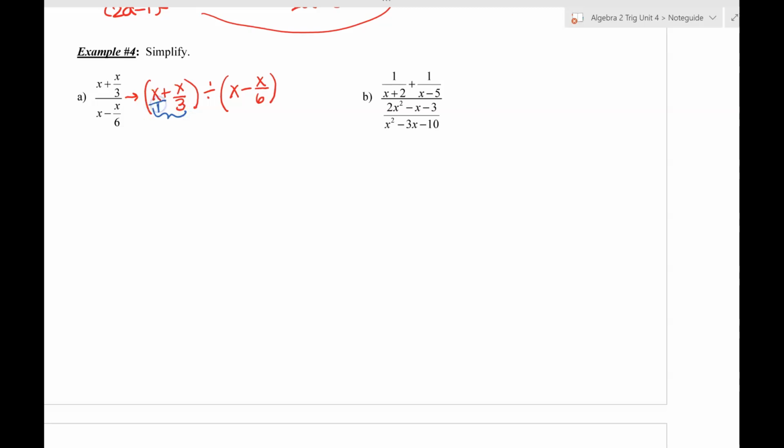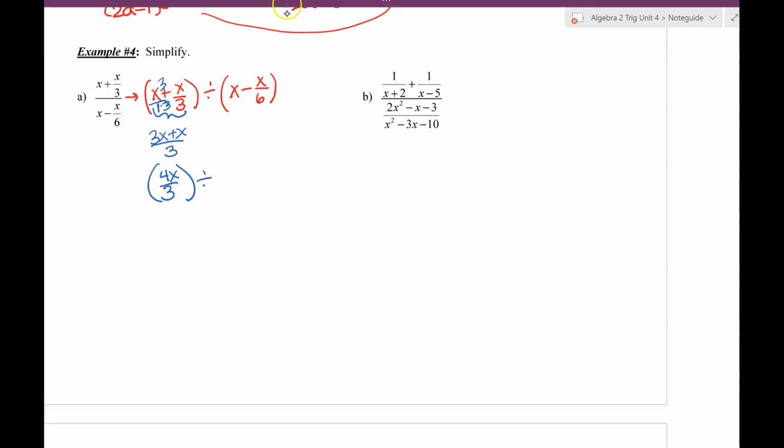And the LCD for these would be 3, and this first fraction would be missing the multiple of 3, so I'll multiply everything by 3. And so I would get 3x plus x over 3, which simplifies to be 4x over 3. I'm going to do the other one in another color just to keep my notes a little organized for you guys. This one is missing a common factor of 6, so I'm multiplying top and bottom by 6. And this would say 6x minus x over 6, which is 5x over 6.